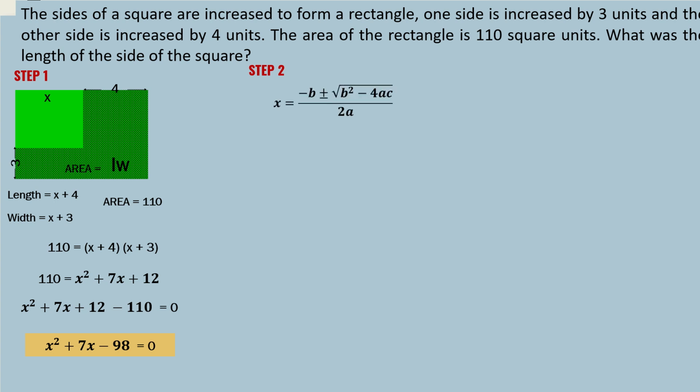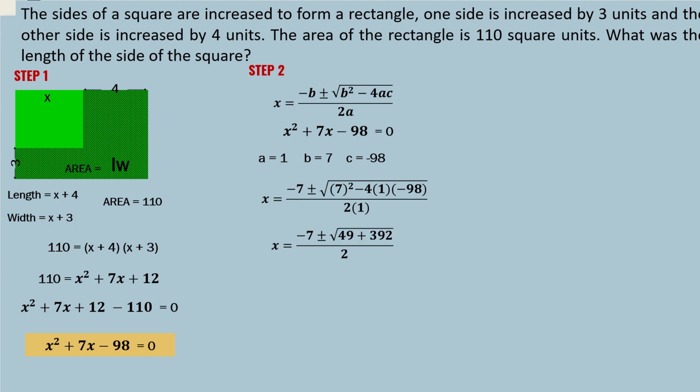So, step 2, let's find out the values of a, b, and c. The value of a is 1, b is 7, and c is negative 98. Then, substitute it in the formula. We'll have x is equal to negative 7 plus minus the square root of 7 squared minus 4 times 1 times negative 98, all over 2 times 1. Simplifying that, we'll have negative 7 plus minus the square root of 49 plus 392 all over 2. Simplify again, we have negative 7 plus minus the square root of 441 all over 2.